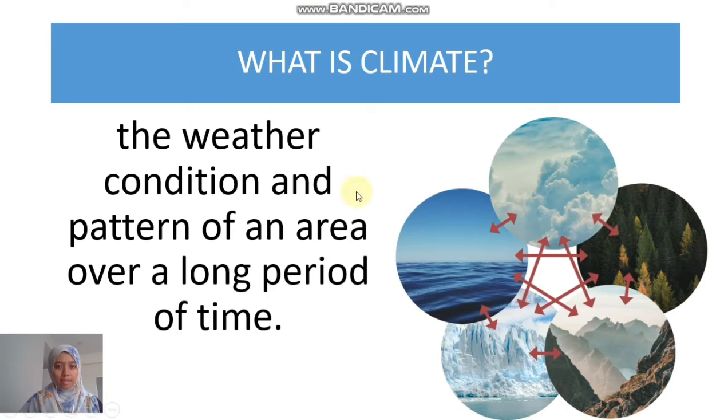Whereas climate is the weather conditions and patterns of an area over a long period of time. So we can call it an average weather. And climate will not change. It will stay the same throughout the decade.